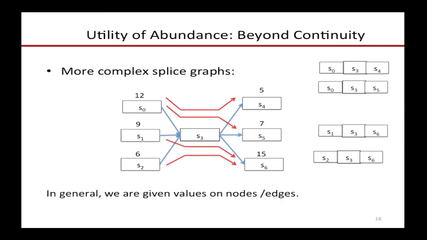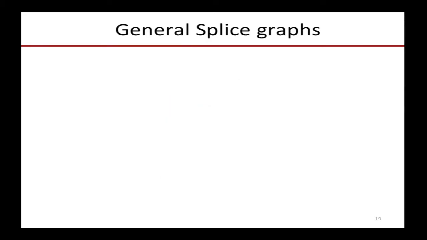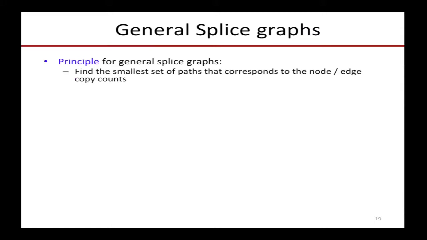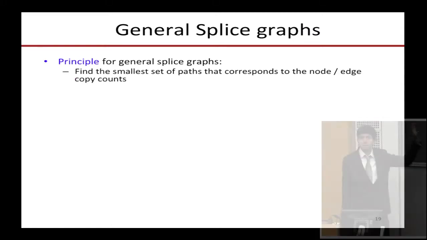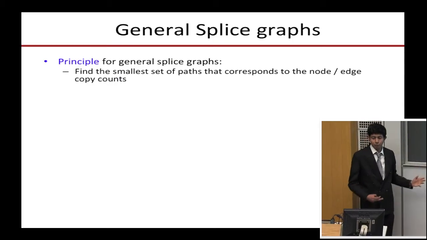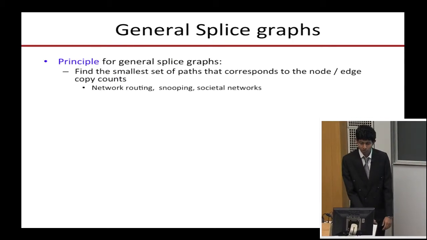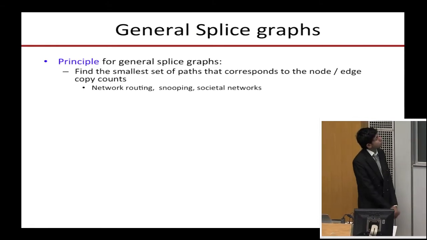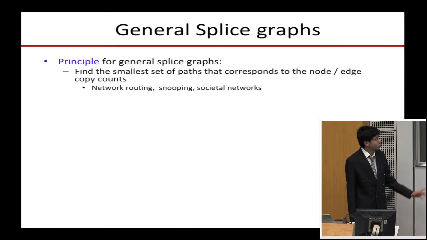In general, we are given values on nodes and edges, and we need to find the flow which goes on the fewest paths. So here the main relation to work in networks and in information theory is network flows: how network flows tie into this problem and how that can be used to solve it. As I said, the principle is to find the smallest set of paths that satisfy all the node and edge abundance values. This problem turns out to be of importance even in network routing, snooping, and in societal networks.